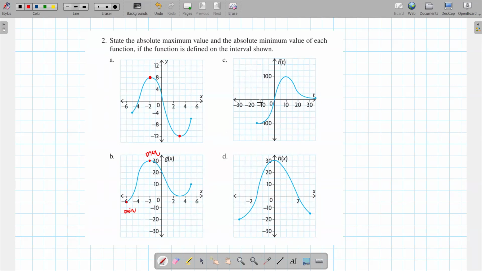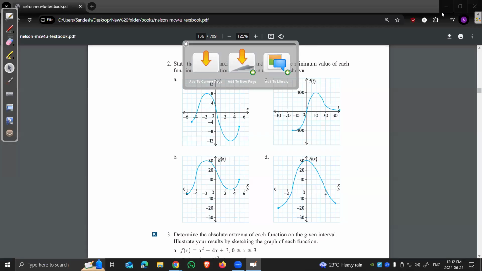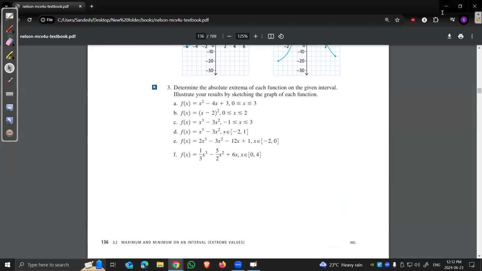C is the same thing as B. Here's your minimum. Here's your maximum. And both of these are absolutes, because there's no other y value on this graph that's higher or lower than these points. And finally for D, again, it's very simple. Right here is the maximum, and the minimum is right here, -20. So from a graph, it's very, very easy to see. But the issue is we won't be able to graph it every single time.